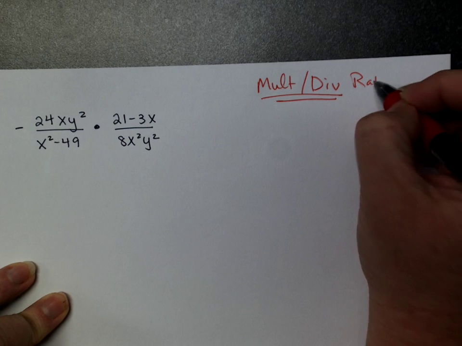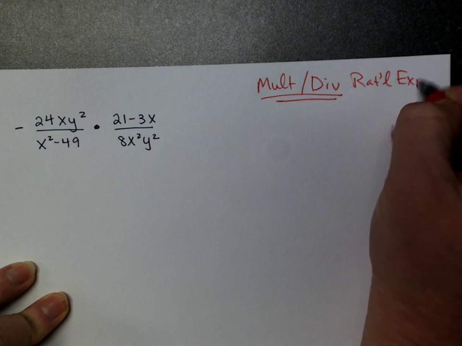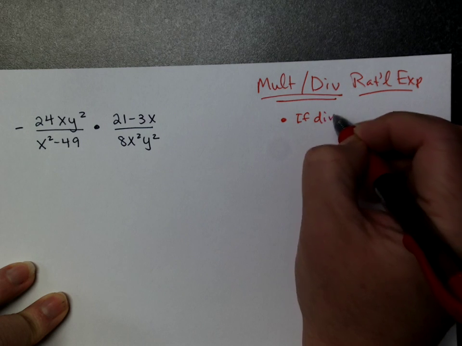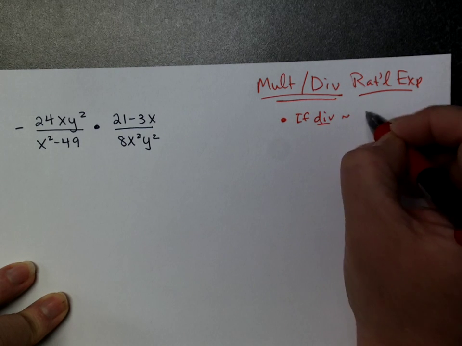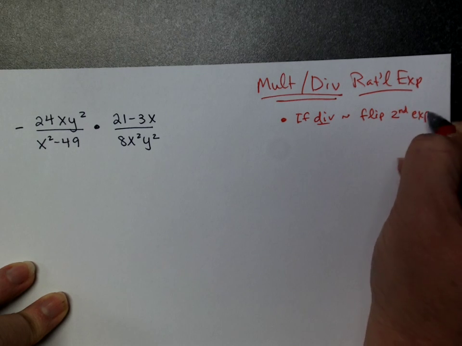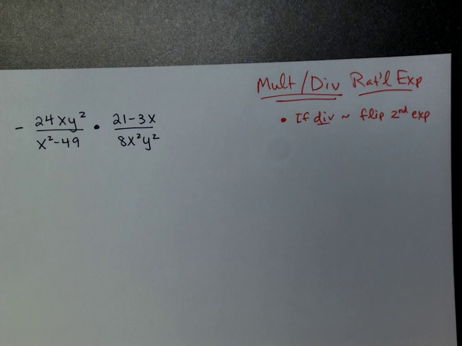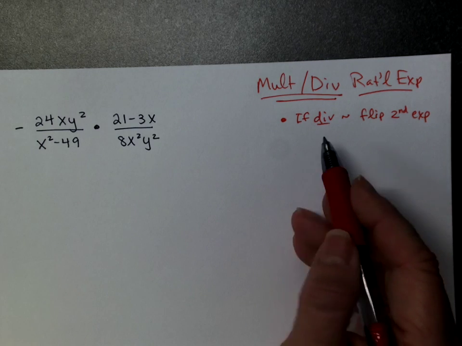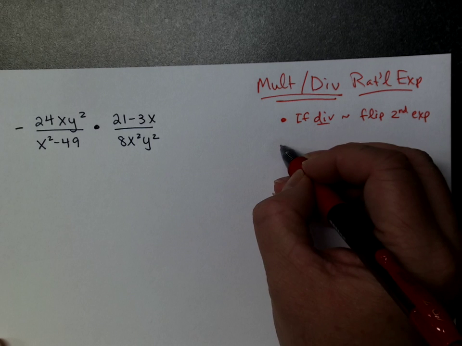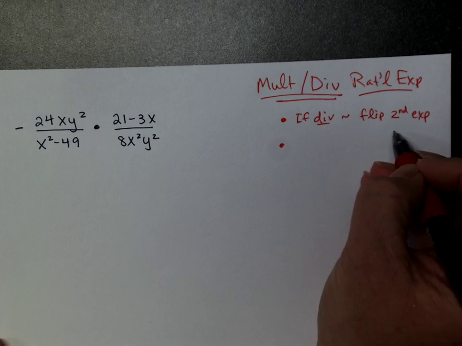What you do first, if you are dividing, is flip the second expression. You take the reciprocal, just like when you're dividing fractions. Dividing fractions just means multiply by the reciprocal. Change division to multiplication and flip the second one. And always flip first, because if you factor first, you often forget to flip. Okay? So if you're dividing, first you change to multiplication and flip your second expression.